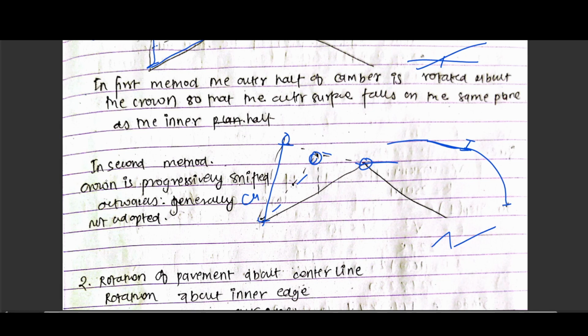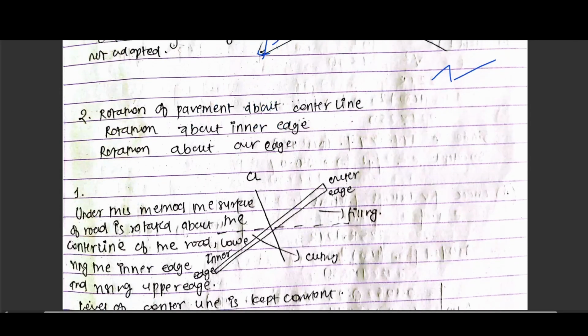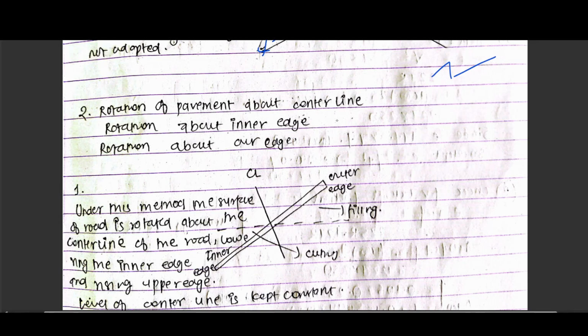And in the second method, the crown is progressively shifted outward. This is generally not adopted because the crown shifting will cause discomfort in the vehicle. So the next method is the rotation of the pavement about the center line.